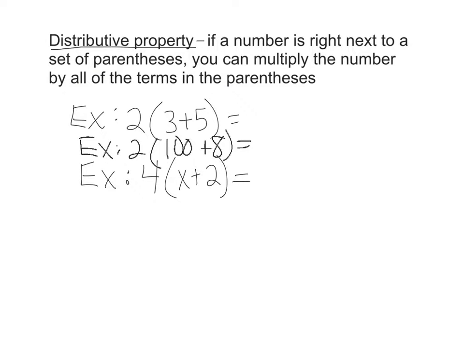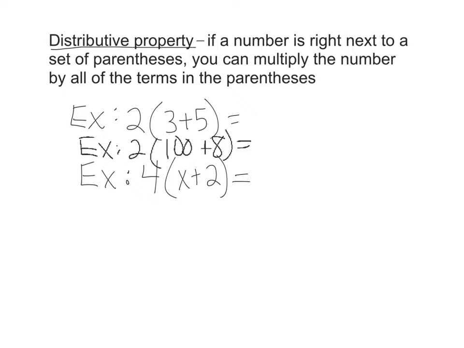Next property here is the distributive property, which says if a number is right next to a set of parentheses and they're adding or subtracting inside the parentheses, you can multiply the number by all the terms in the parentheses.